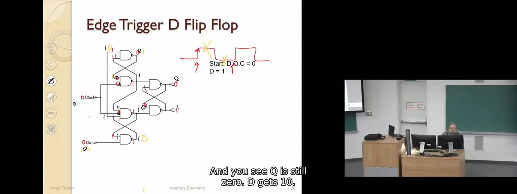Okay, finish. And you see, Q is still 0. D gets 1, Q is still 0. That's something that we could accept even in the master slave. But the beauty would be the next stage. In the next stage, the Q bar is 1 and Q is 0, still Q is 0. 1 and 0 is still 1 here. We have 1 here, 1, okay, and 1, okay.